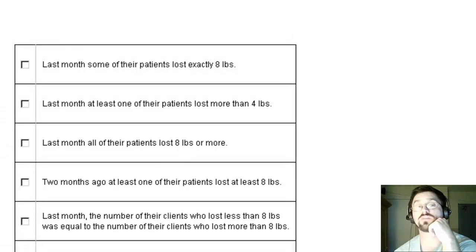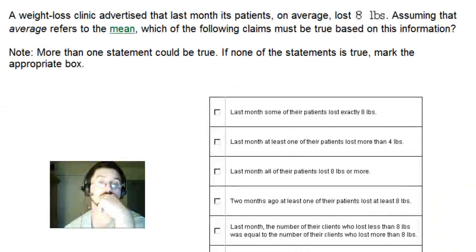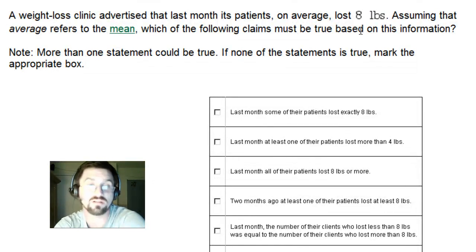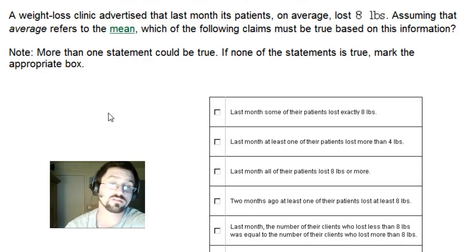Last month, some of their patients lost exactly 8 pounds. Well, if on average they lost 8 pounds, does that mean necessarily that some of them lost exactly 8 pounds? No, not unless they only have one patient. If they have one patient, then the average is that patient's weight loss divided by 1, and then it would work out. But if they have more than one patient, we cannot be sure that any of them lost exactly 8 pounds. So we're not going to click this first box.